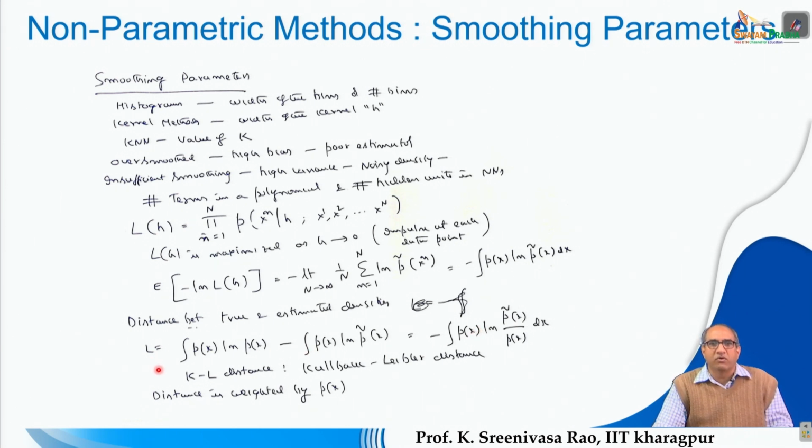So this is known as the Kullback-Leibler distance, with which we can determine the distance between, or compare, two densities. That means one is the estimated density, and the other one is the known density.